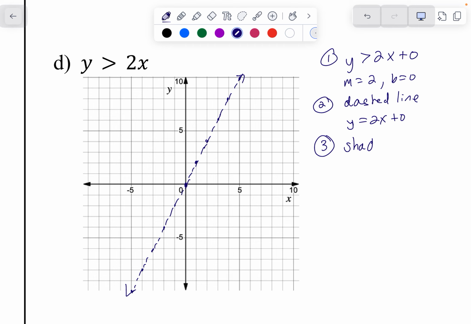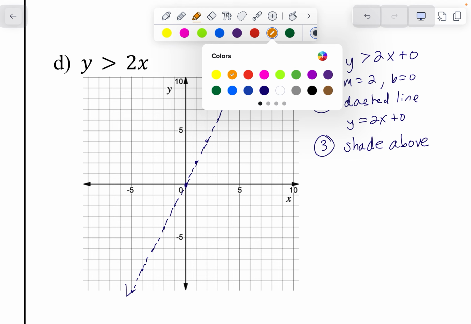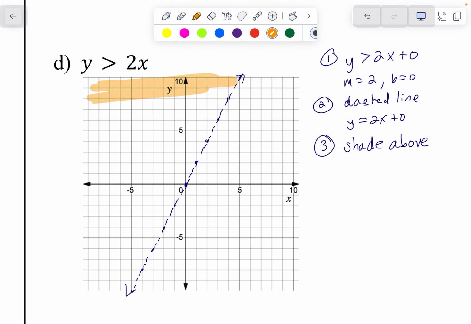This time, we're going to shade above the line. The reason we're going to shade above it is y is greater than 2x, means that we want the y's that are above or higher than the line. So this is above it. I look for where the y-axis is taller than the line, what's higher than the line, what y values are bigger than the line.